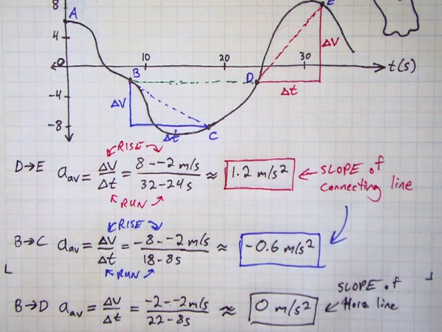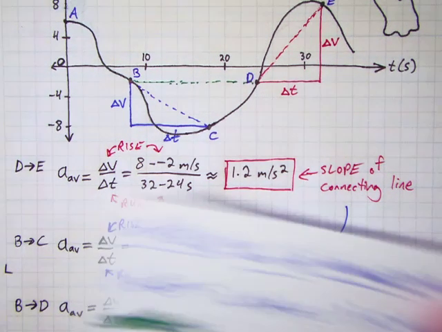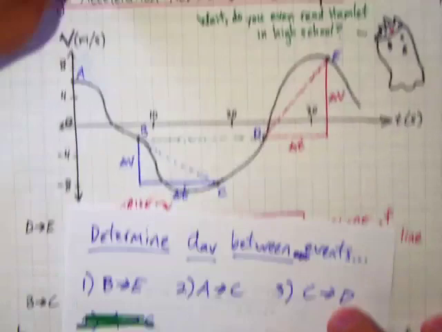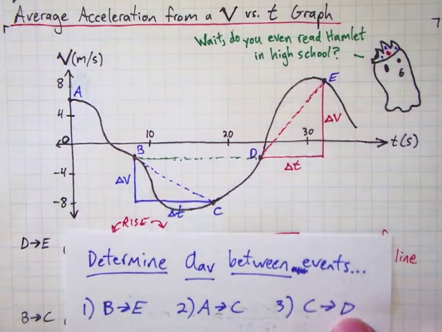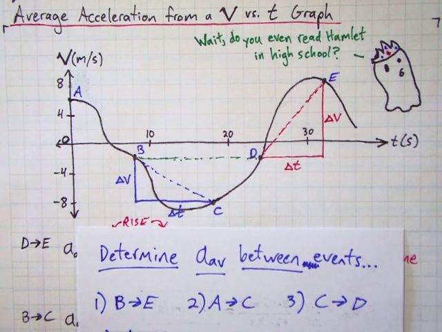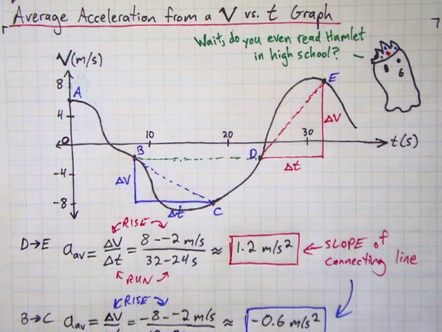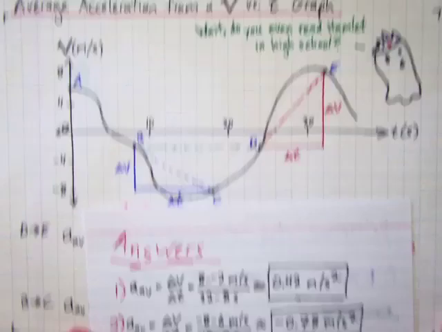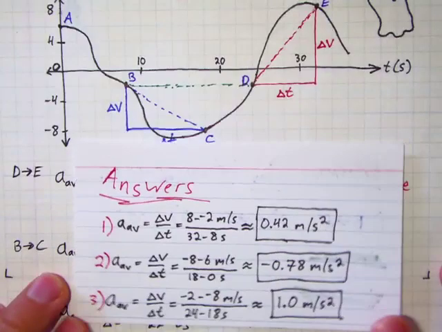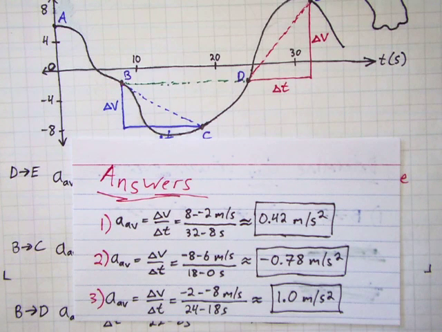All right, I want you to try a couple of these. How about find the average acceleration between these pairs of events: B and E, A and C, C and D. Pause the video for a moment, work those out. Got the answer? There you go, check those. And let's move on.